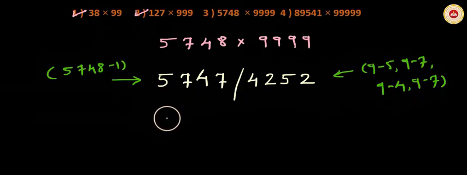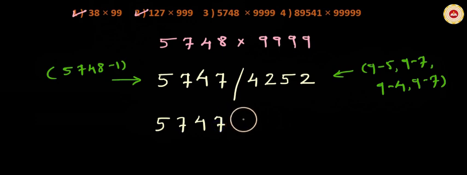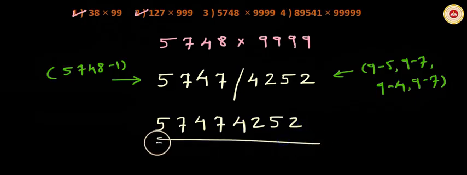Let us write the final answer by removing the slash. 5, 7, 4, 7. Remove slash. Write 4, 2, 5, 2. Right? So this is the final answer.